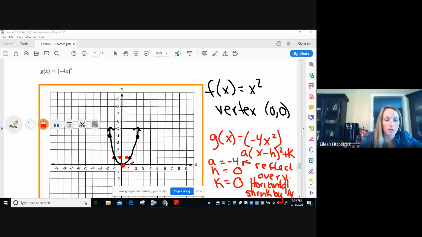Then I normally go out 2, but I'm only going to go out 1/4 of the way. So 1/4 times 2 is 2/4, which is 1/2. So I go out half of the unit and then up my normal 4. And that would be your parabola. So it's a very skinny parabola.